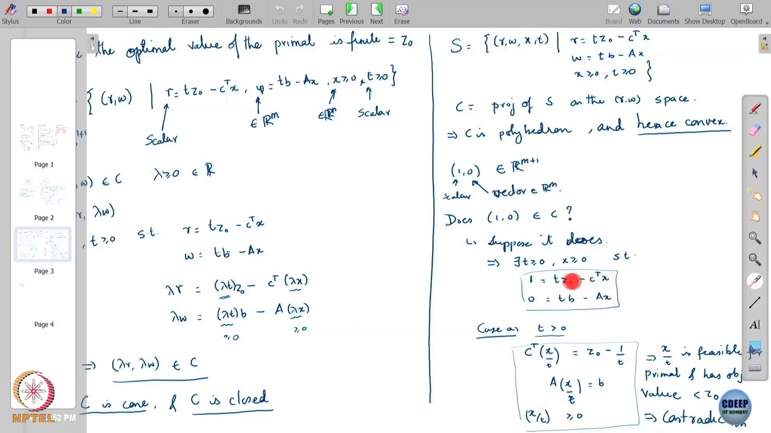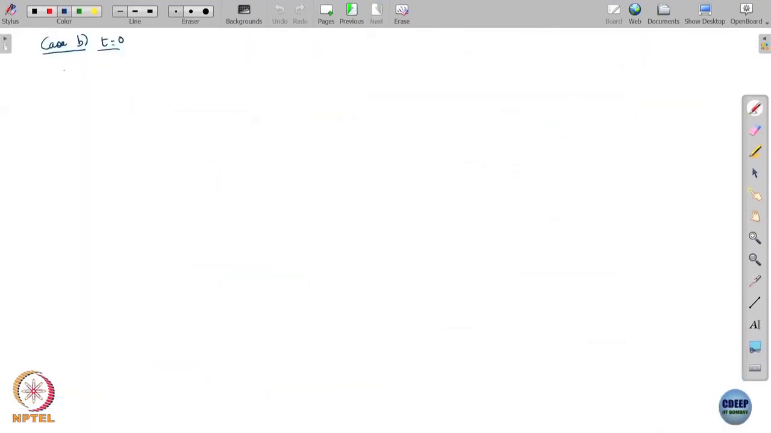I get c transpose x equal to minus 1, right, and I get Ax equals 0, right. So this implies c transpose x equals minus 1 and Ax equals 0. Now, what does this mean?